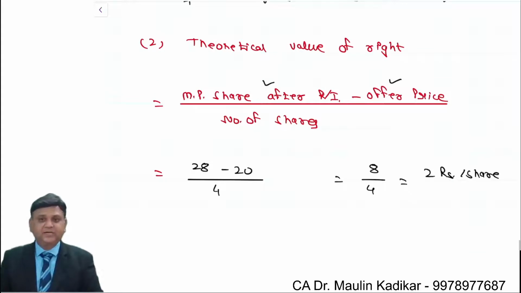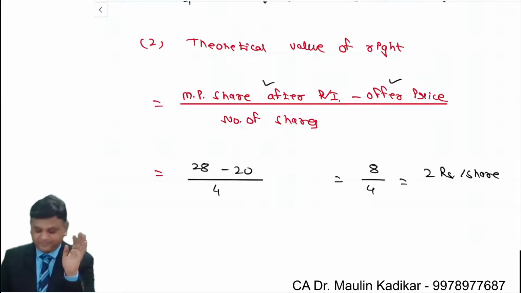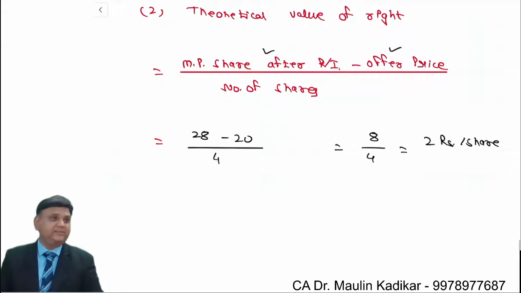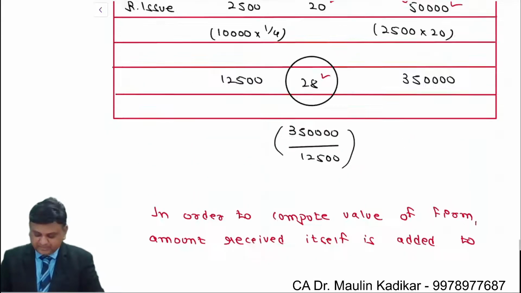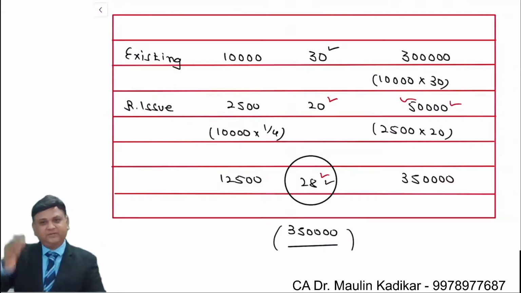This is the value of the right. So apparently we feel very happy that we get an opportunity to purchase the equity shares at 20 and immediately I can sell it for 28. But actually we should not be happy in this case. Why? Because we understand that the market price of my existing share, which was rupees 30, has reduced to rupees 28. So whatever the loss which I have over there, the same itself is recovered over here.